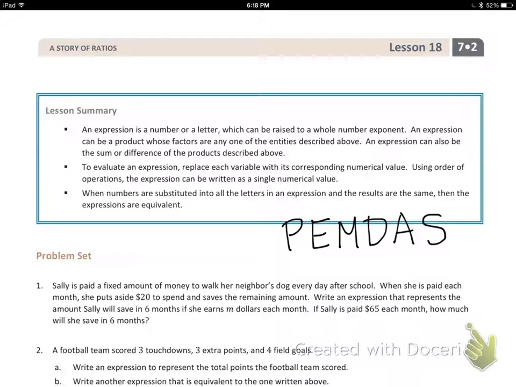An expression. We talked about expressions today again. Expression. Oh, didn't want to do that part. I wanted to do it with a highlighter. An expression is a number or letter.